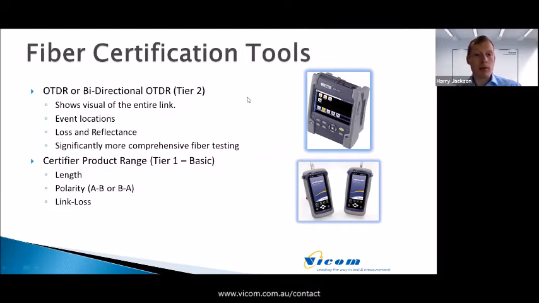So it's a significantly more comprehensive test set than our certified product range, which will be the same tools that I talked about for the copper certification, but with the addition of fiber modules. And that's going to give you details on the length, the link loss, and the polarity. So that is, if we're testing from A to B or B to A, which way around we're undertaking testing on a given fiber.